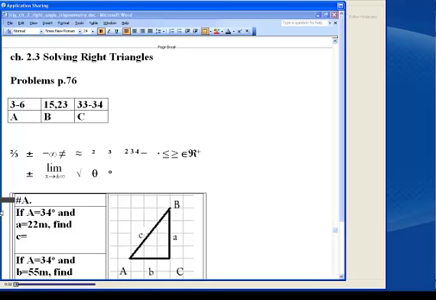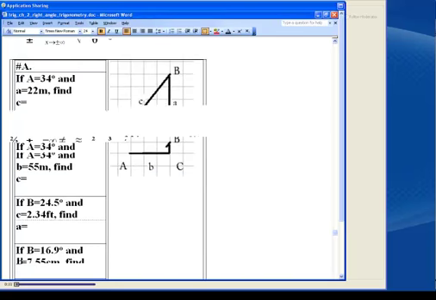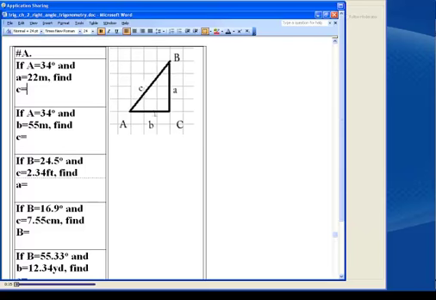Welcome to this problem section on solving right triangles. Let's get started right away. We have a small number of problems here. This triangle ABC, with sides a, b, and c, is not to scale because it's supposed to work for all these different problems.